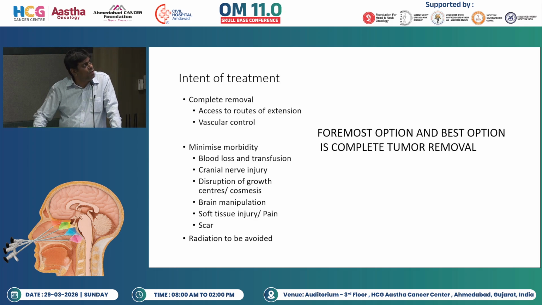You should have good access to routes of extension wherever the tumor has reached, and good access to the vascular supply to attain vascular control, minimize blood loss, as much as possible, and minimize cranial nerve injury. Do not disrupt the growth centers, because this is a disease of growing males. Do not disrupt growth centers.